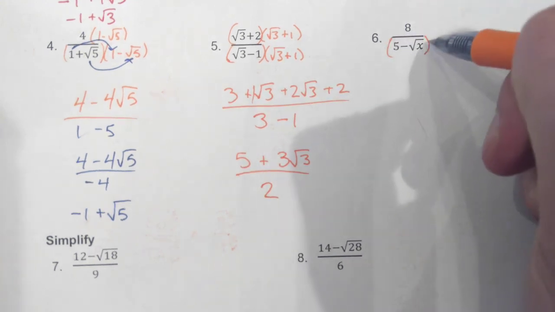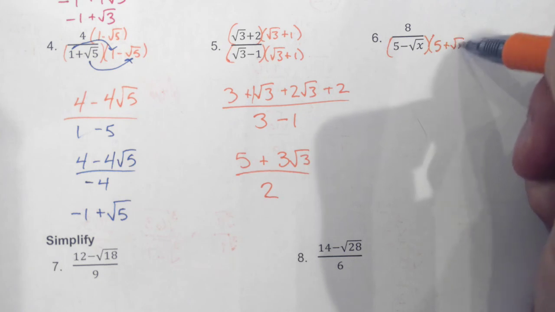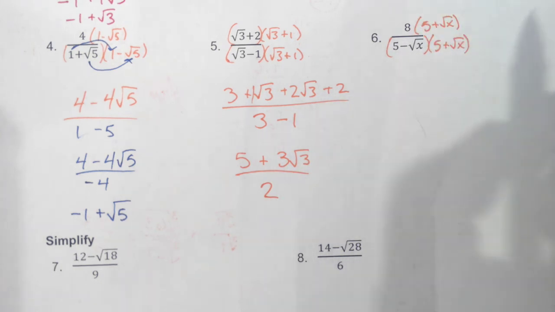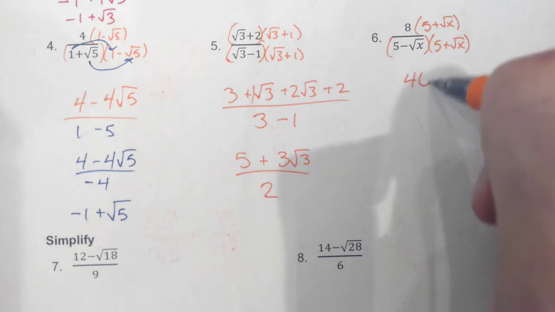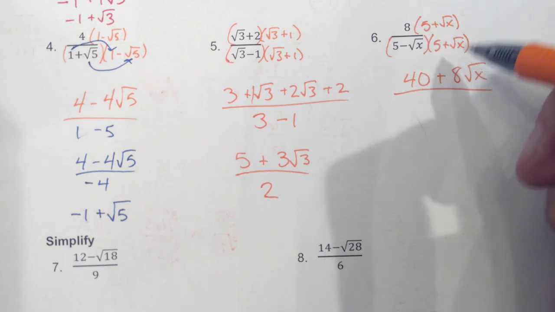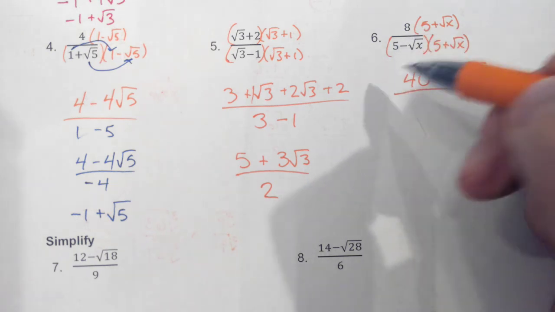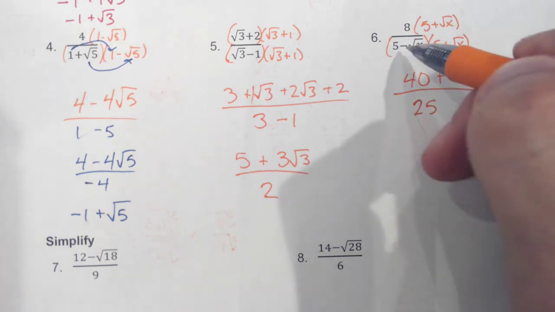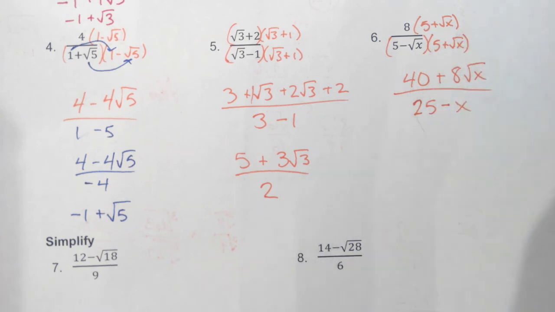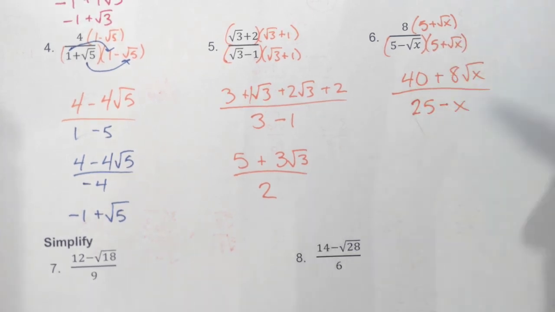6, just multiply by the conjugate, 5 plus the square root of x, to the top and bottom. Distribute that 8 through, and you've got 40 plus 8 square roots of x. On bottom, multiplying the first and last together, 5 times 5 is 25. The negative square root of x times the positive square root of x is negative x. And again, it's a weird looking answer, but that is the simplified answer.